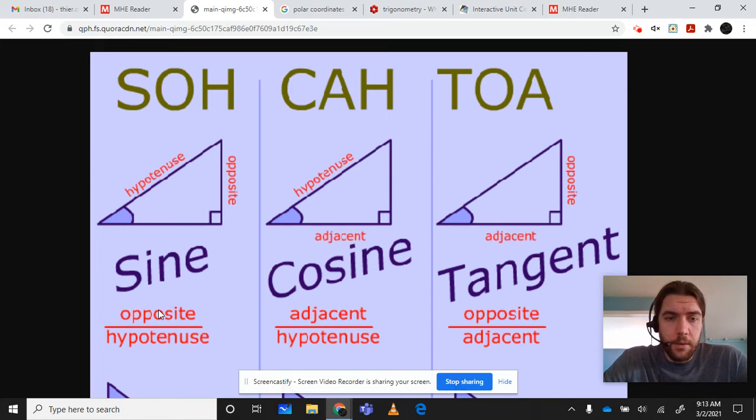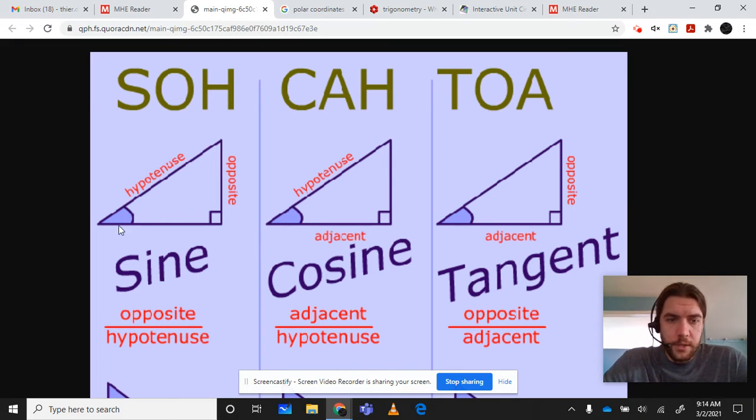So if you're comparing the opposite side to the hypotenuse, you're talking about the sine. If you're comparing the adjacent side to the hypotenuse, you're talking about the cosine. And if you're comparing the opposite to the adjacent, you're talking about the tangent.